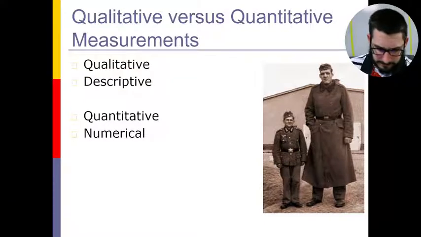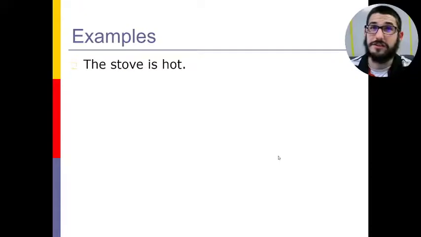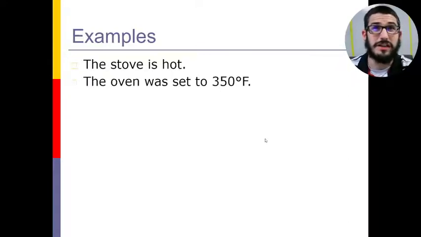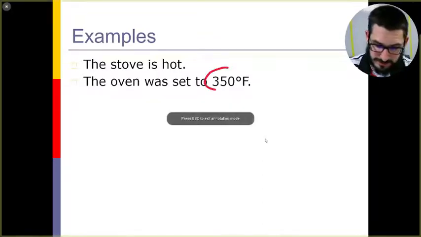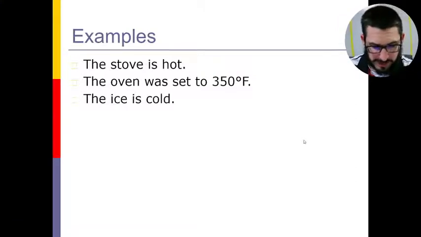And so some examples, we're looking at something like the stove is hot. That is something that is descriptive. We don't actually know the details of that. We don't have any number associated with it. The oven was set to 350 degrees Fahrenheit. That's got a number with it, so it is going to be a quantitative measurement. Then we have something like the ice is cold, qualitative, because it's descriptive, it's quality.